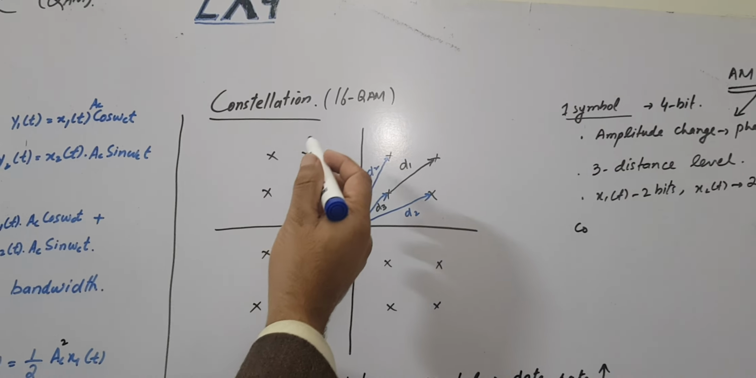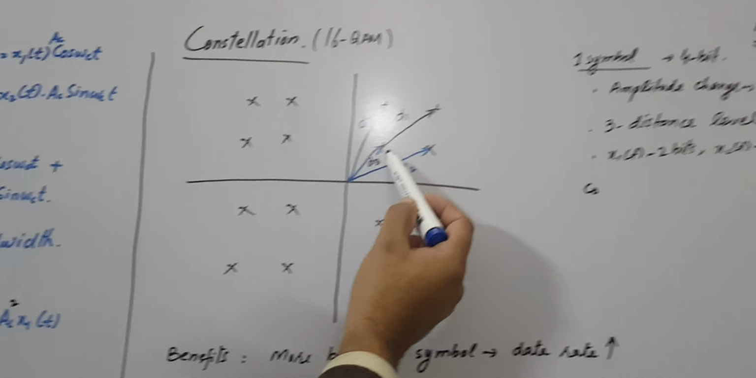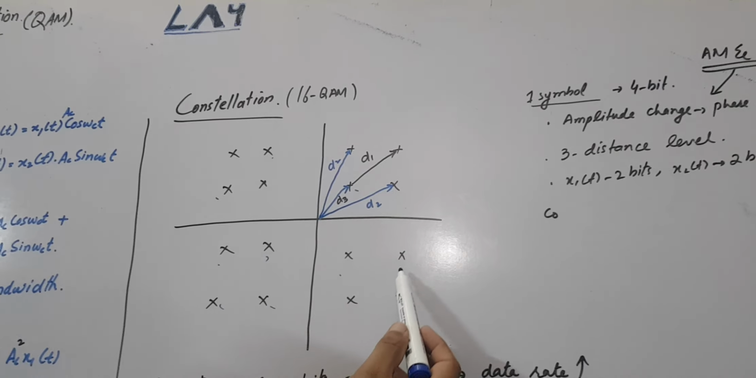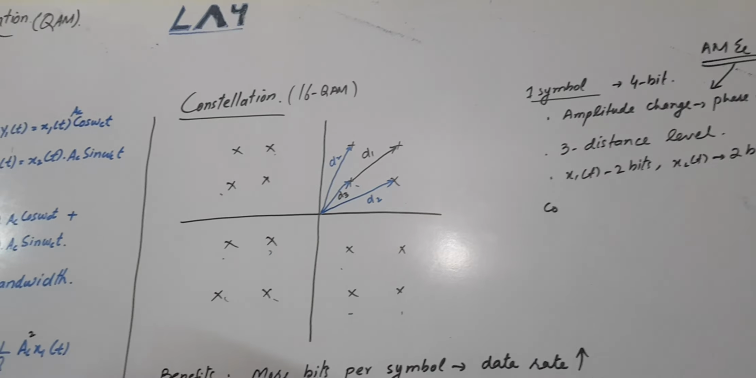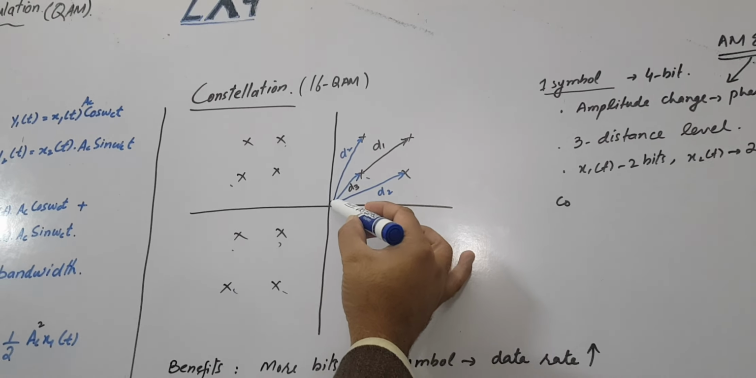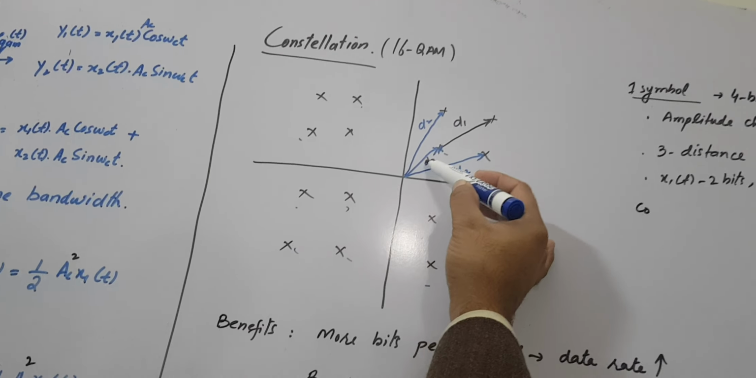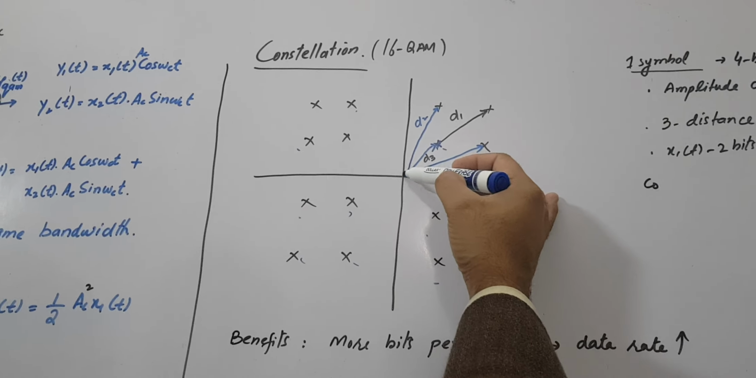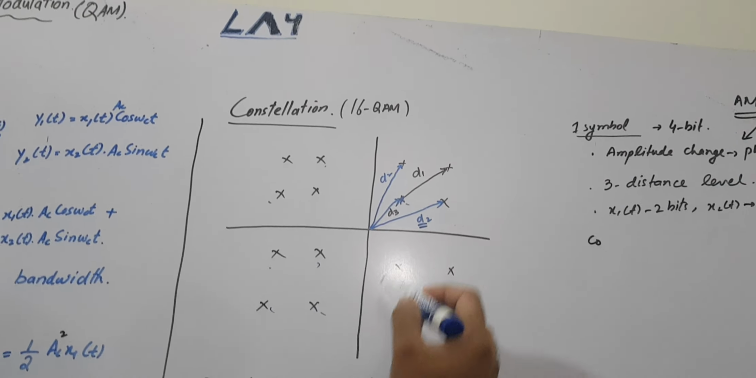Let's suppose we have 16 QAM. 16 QAM means 4 constellation points in each quadrant, 1 2 3 4, and you can represent the distance for each constellation point. For this constellation point you have distance d3, from here to here you have d1, and from here to here you have d2, and from here to here you also have d2.